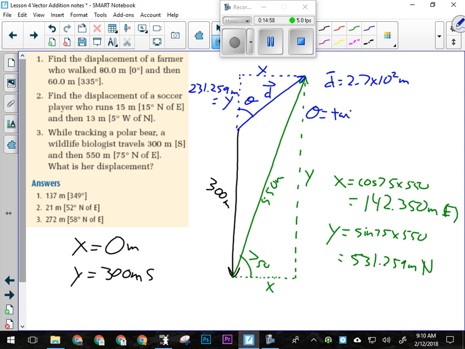And then we'll find theta. Theta will be tan to the minus 1 of our opposite side, which was our 142.35, divided by our 231.259.